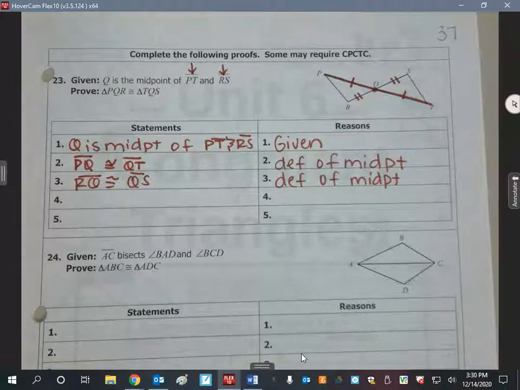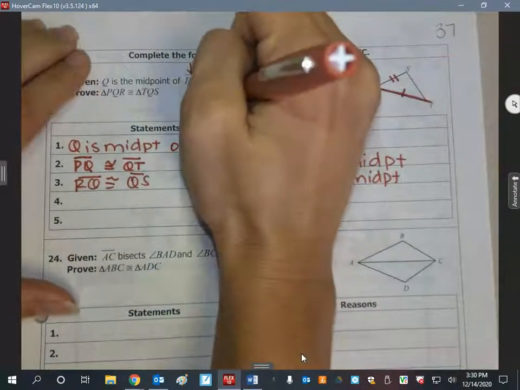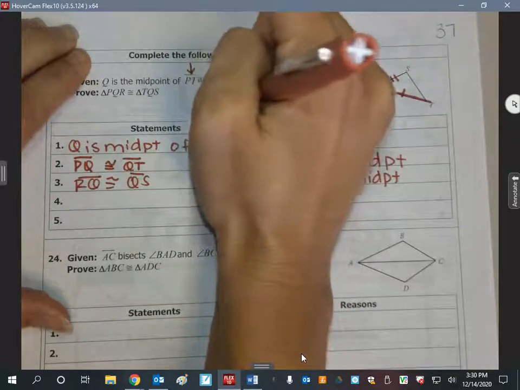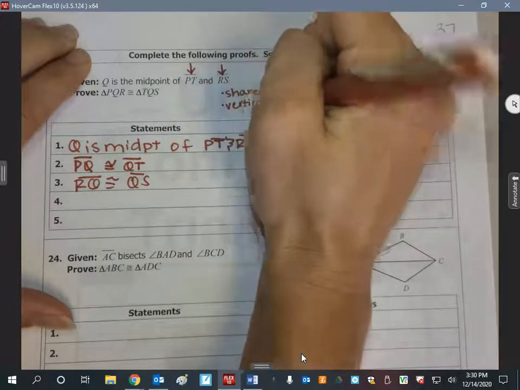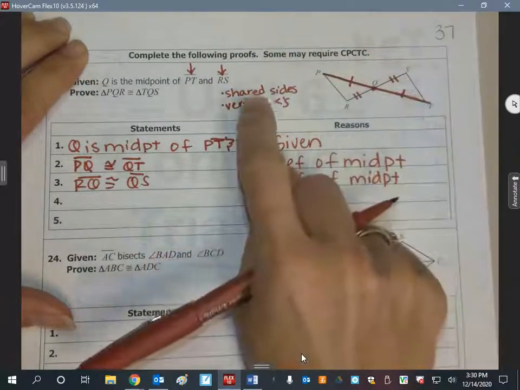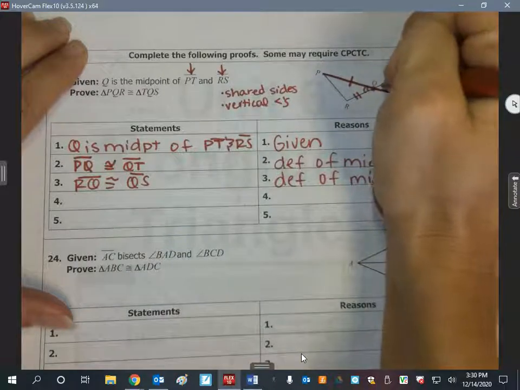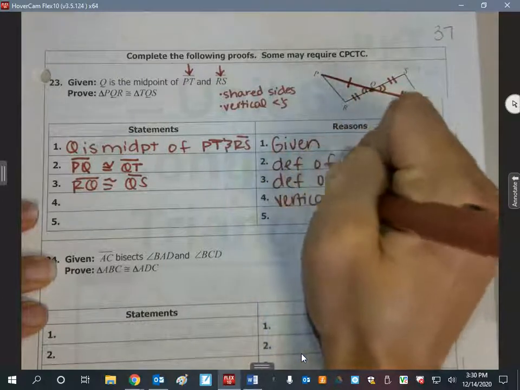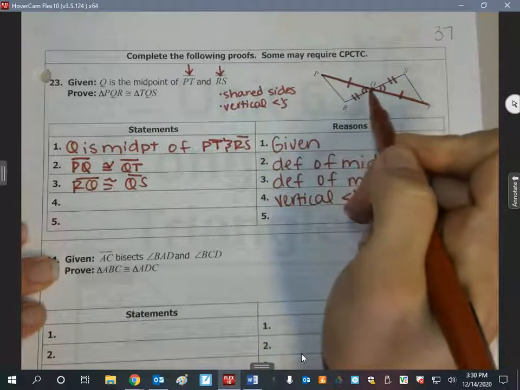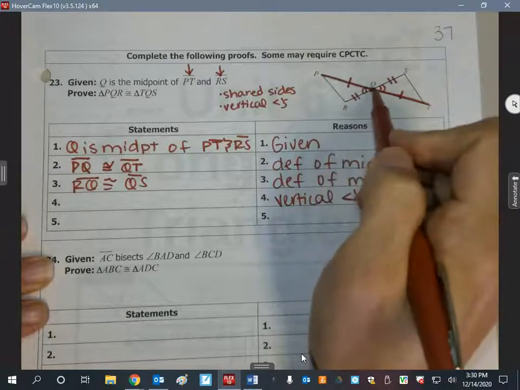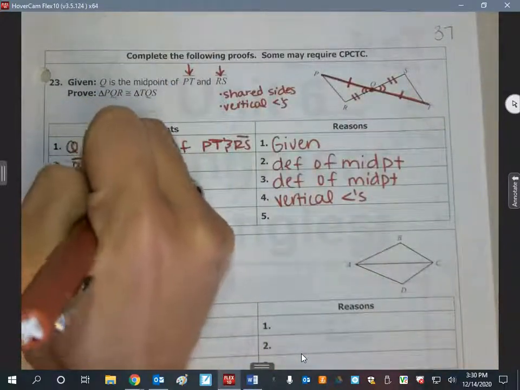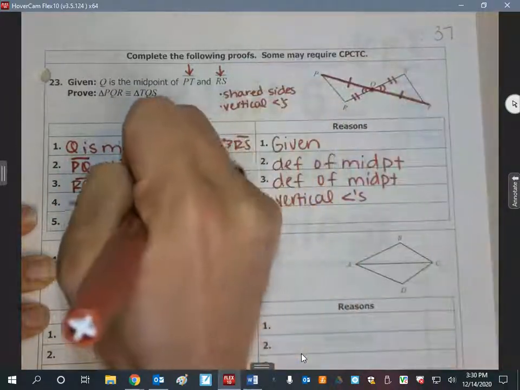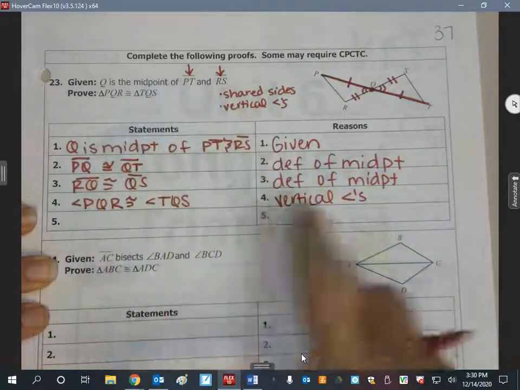Now we need to look at the picture and see if there are shared sides or vertical angles. Those are the two things that you need to look at the picture to decide. There's no shared side in this picture, but there are vertical angles. There's a vertical angle right here at angle Q. So that's going to be your next reason, vertical angles. And the angles are, you name angles with three letters with the angle in the middle, P, Q, R, is congruent to angle TQS because they are vertical angles.